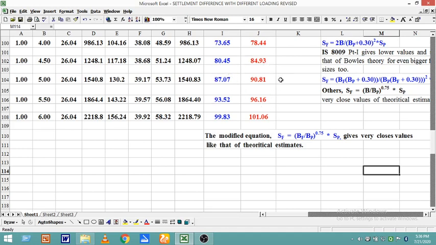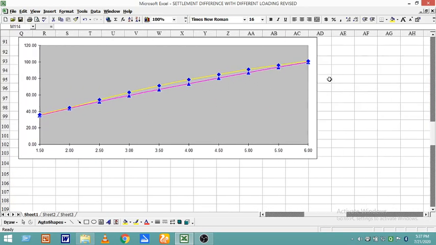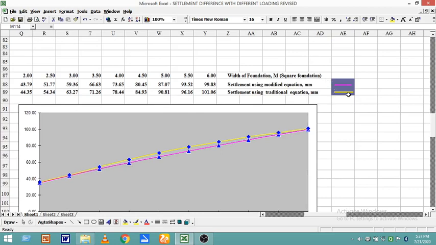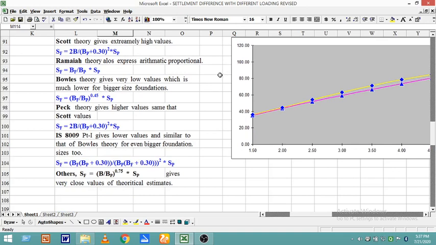So considering all the detailed aspects, I tried to evaluate an equation. Instead of the square, I am using BF by BP to the power 0.75 into SP, which is very close to our actual calculated value. Let us see this graph: this yellow line is the calculated line, and this red line is the settlement using this power 0.75 criterion, and it gives the closest value to our calculated one.